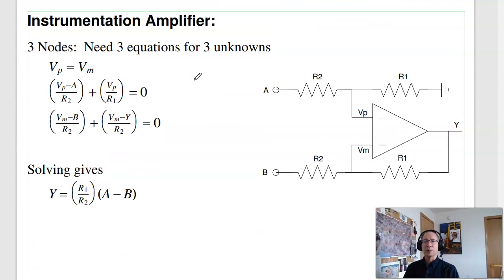The third one we'll look at is the instrumentation amplifier. This is kind of the great all-around amplifier. It's a non-inverting amplifier, it's an inverting amplifier, it's a differential amplifier. You name it, it does it. This one circuit does everything.